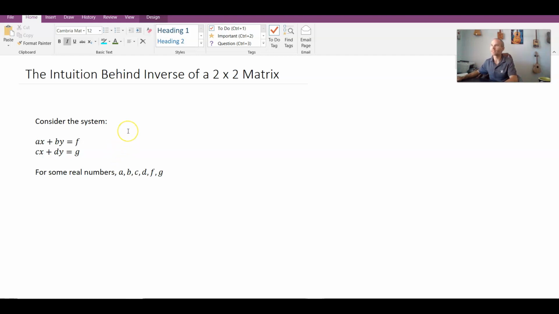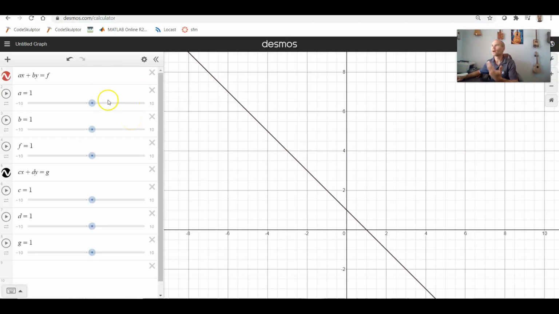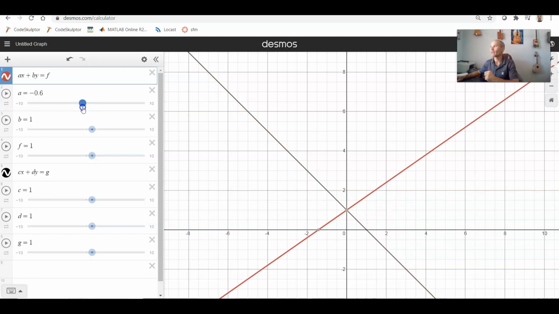So to get a little bit of a sense of intuition, let's go over to Desmos and simulate some of these values. To better understand what some of these constants do, I just entered ax plus by equals f and cx plus dy equals g. We can see that the red line right now is for a equals 1, b equals 1, f equals 1. Now I can change these and see what effect that has.